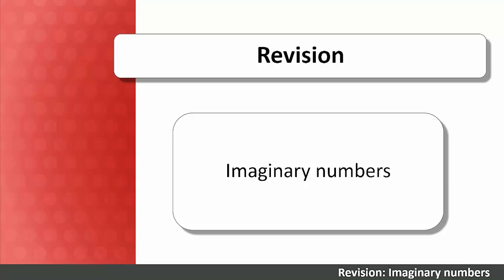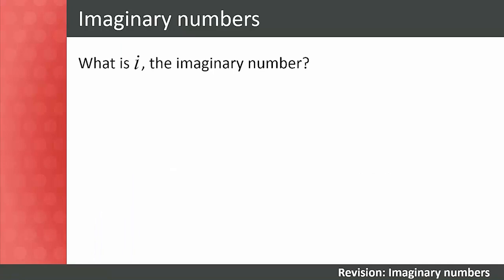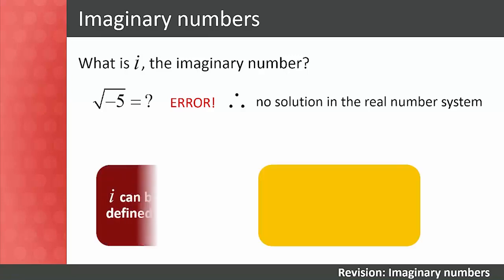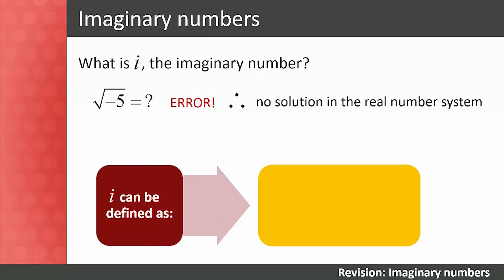Revision of imaginary numbers. So what is i, the imaginary number? If we try to find the square root of a negative number on a calculator, such as the square root of -5, we get an error. It's not possible to find the square root of a negative number within the real number system. A long time ago, mathematicians created the imaginary number i to get around this problem. i is defined as follows. i squared is equal to -1, with the roots the positive square root of -1 or the negative square root of -1, or positive i or negative i.